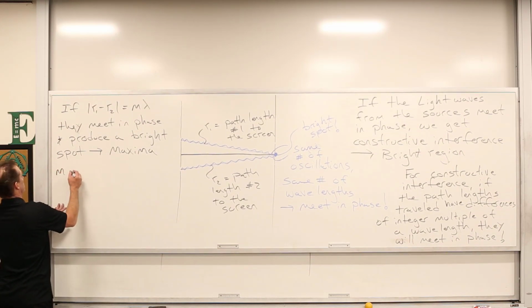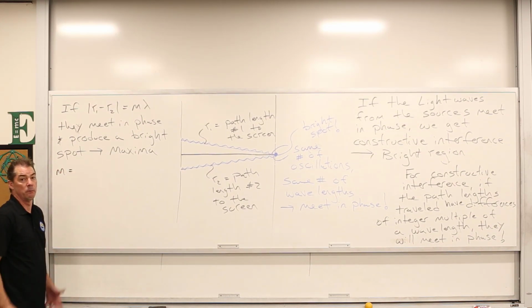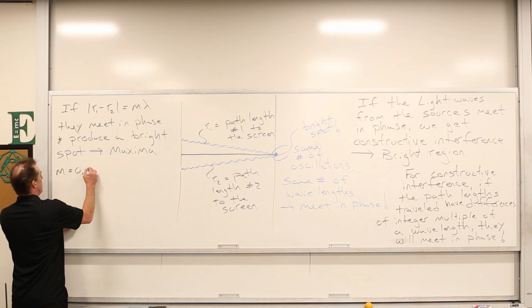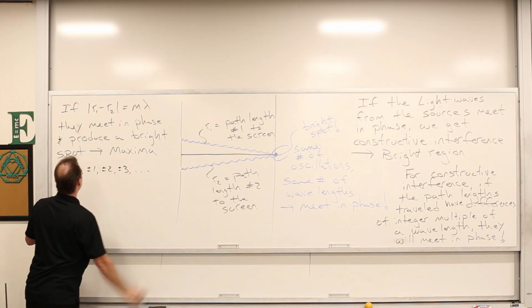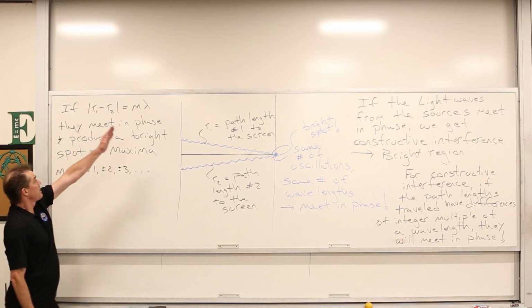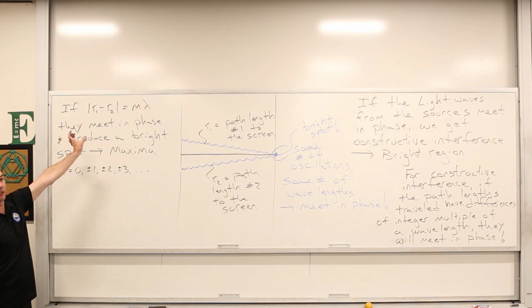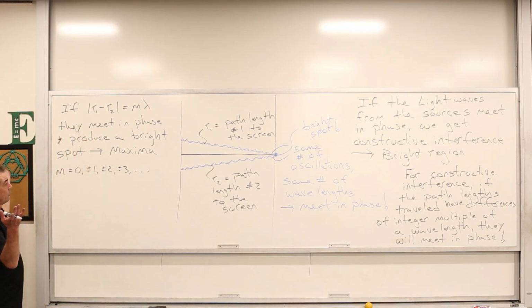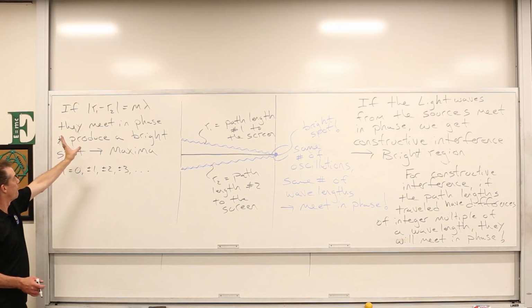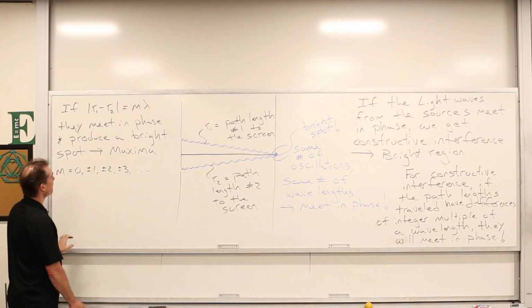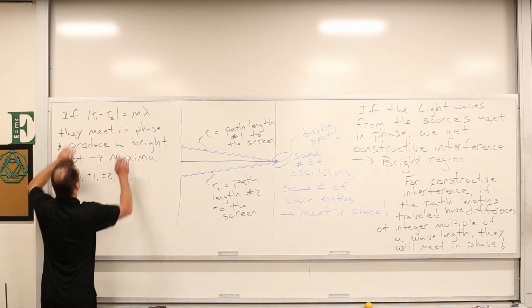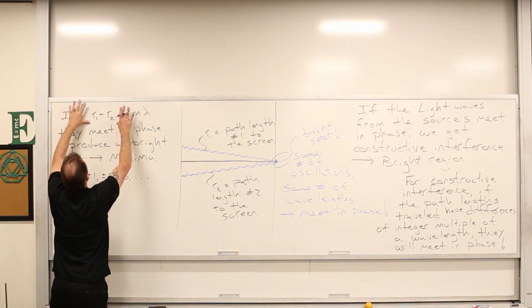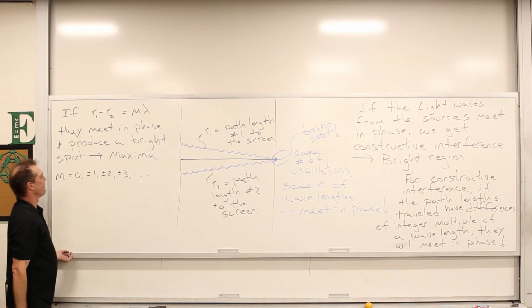m is equal to some integer. m is equal to 0, plus or minus 1, plus or minus 2, plus or minus 3, and so on. There we go. So if m is equal to 0, we'd have that the path lengths are the same. And what do we get? Constructive interference. If m equals 1 or negative 1, they differ by one wavelength. If m is equal to 2, they differ by 2 wavelengths. And really, writing the plus and minus here doesn't necessitate this absolute value. I'm going to take that off.